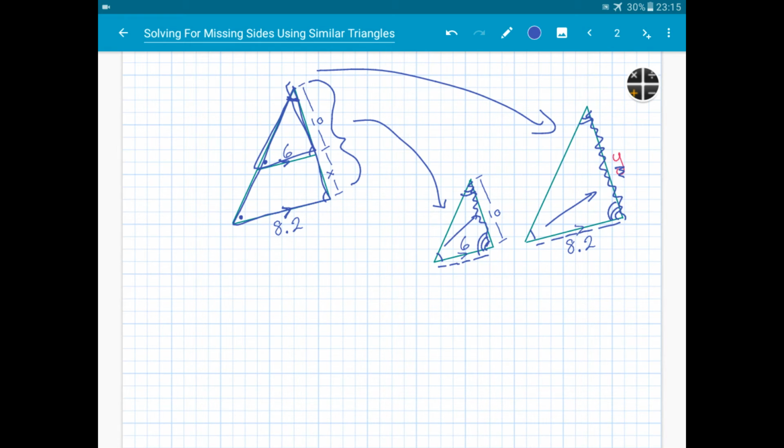So our ratio is going to be wavy over dash. So in our small triangle, wavy over dash is 10 over 6. See, 10 is the wavy and 6 is the dash. And on our bigger triangle, our wavy is y over our dash is 8.2. So once again, we're going to use our cross multiplication method to finish this off. So we're going to take this 8.2, I'm going to move it up there. Remember that we're multiplying. And we're going to get 10 times 8.2 over 6 will be our y.